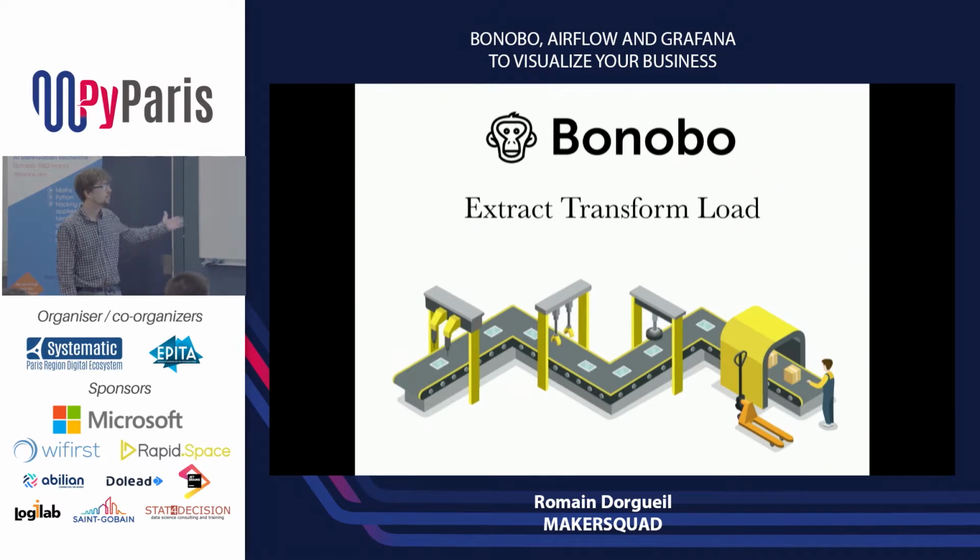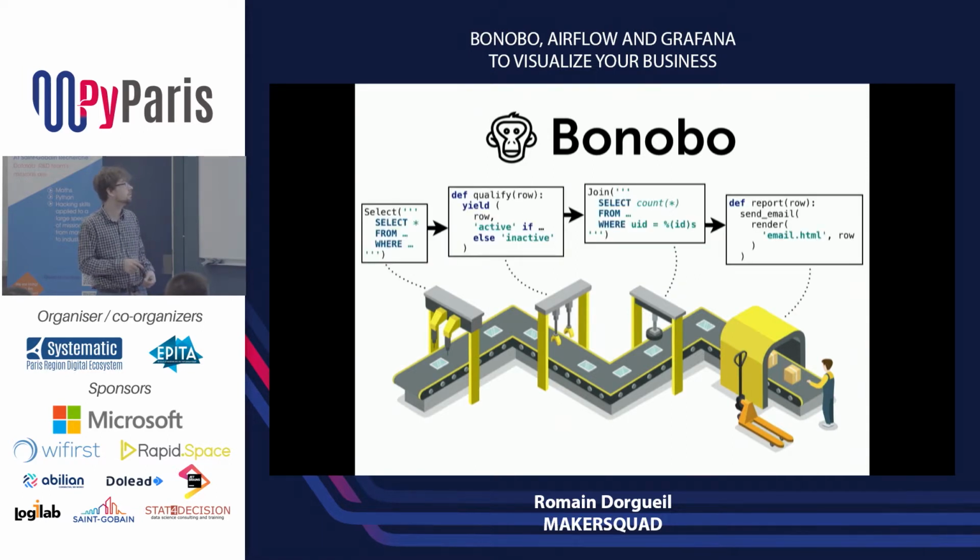And so Bonobo is an extract transform load framework. It's basically an assembly line for data lines. It's taking regular Python data structures and streaming data through a graph of those data structures. So for example, here I'm using both things that are callable or iterable, and regular Python functions. Here it's linear, but we'll see a real graph after that.